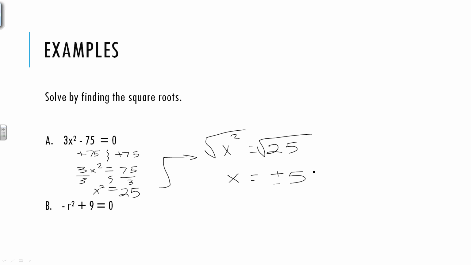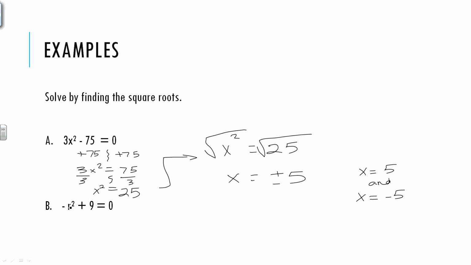And as you saw in the last type of problem when we were graphing, we can have two answers. In fact, we do have two answers here. So I can write my answer like this: x equals plus or minus 5. That's how we would read it. Or I can write it as x equals 5 and x equals negative 5. That's up to you. I think this is the simpler, shorter way to show that.